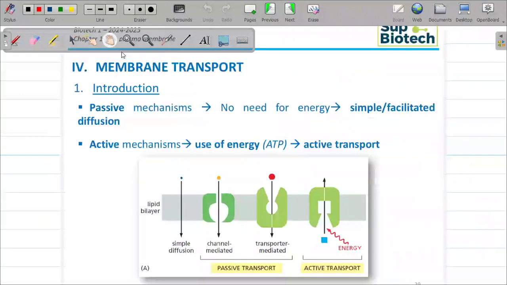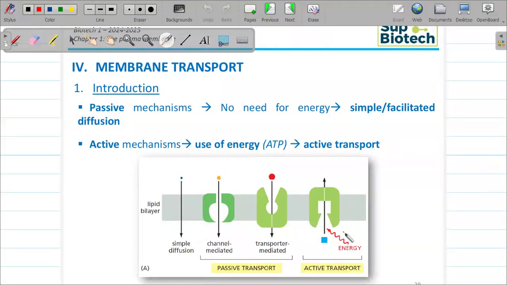So in membrane transport, I'm going to discuss passive transport. In passive transport, there is no utilization of energy. The molecules are able to move from a region of higher concentration to a region of lower concentration. In passive and simple diffusion, we don't require any transport protein, but in facilitated diffusion, we require a channel protein or a transporter protein for transport of molecules.